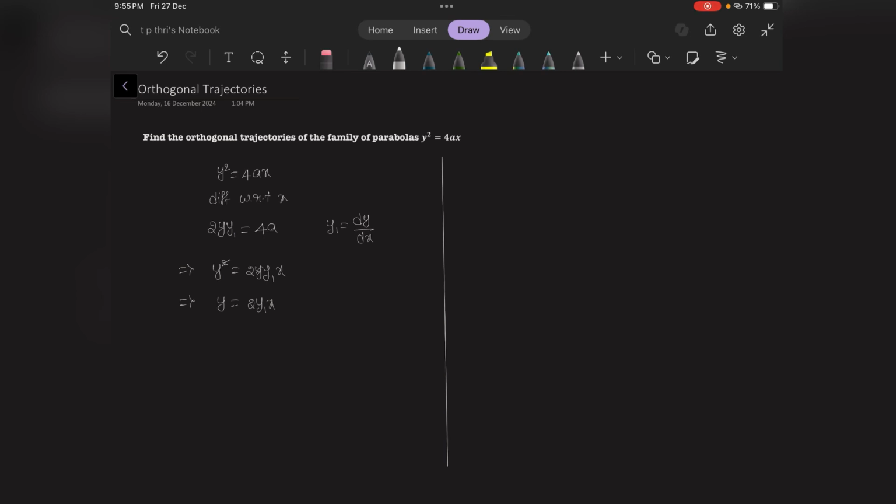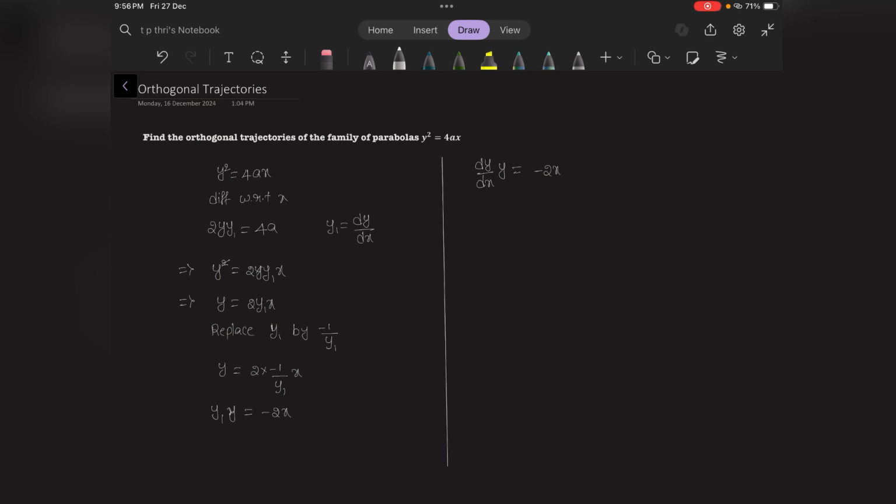Now our step is to replace dy by dx or y1 by minus 1 by y1 to get the orthogonal trajectories. So what I'll do, y is equal to 2 into minus 1 by y1 into x. So this y1 I am going to send this side. y1 into y is equal to minus 2x. Now I am going to replace y1 as dy by dx, so dy by dx into y is equal to minus 2x.